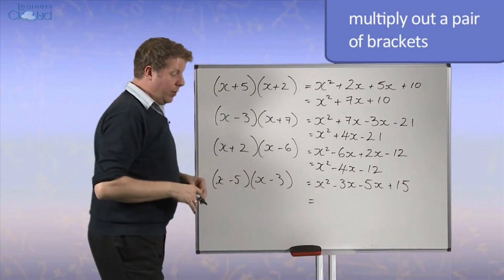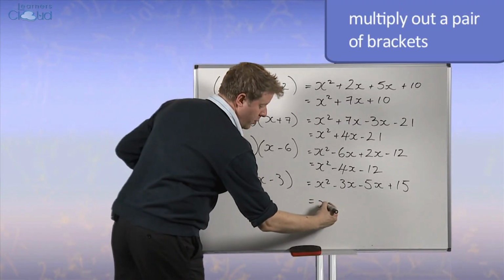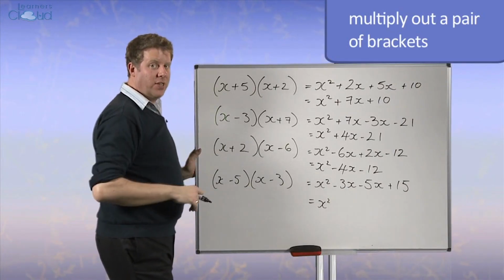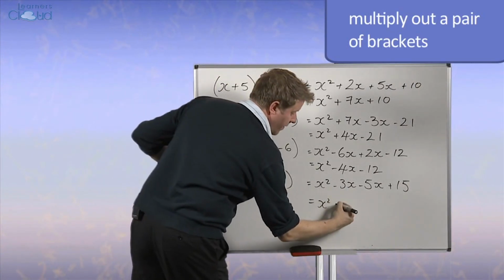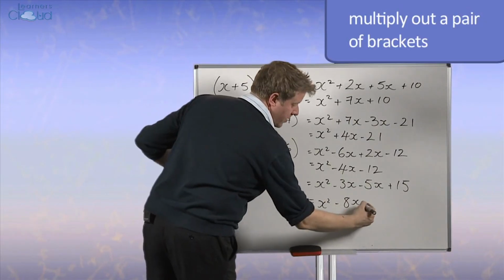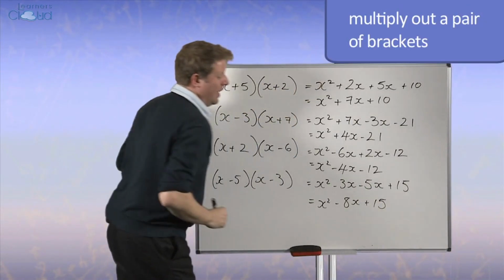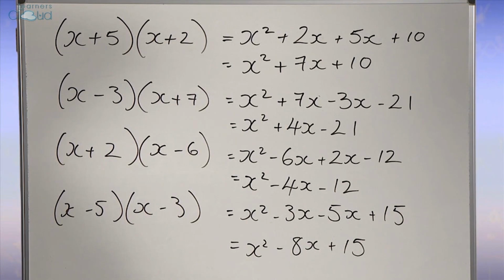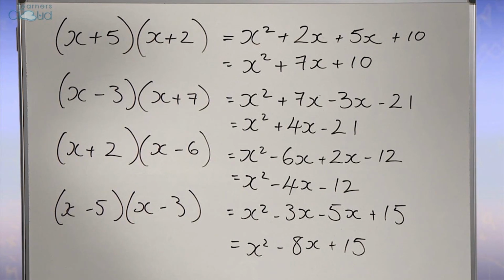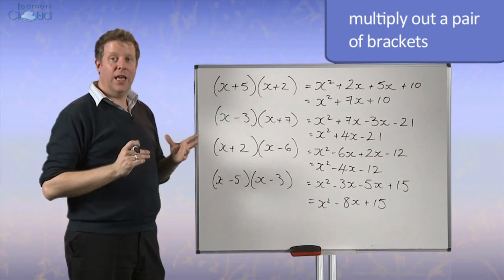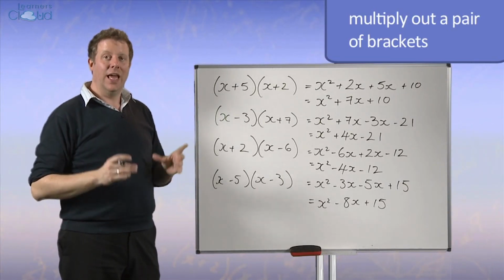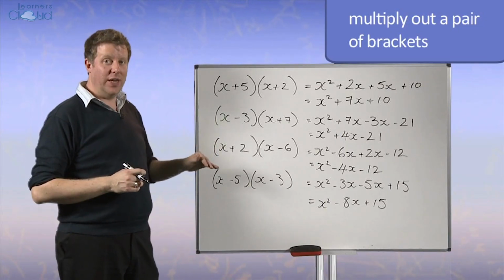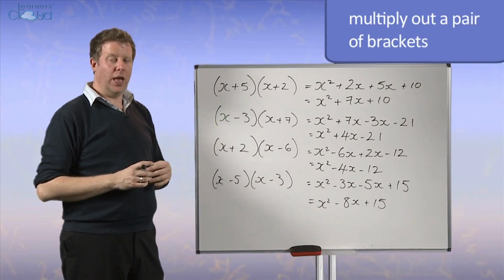Again, being careful when we simplify, the x squared will be there. Remember though, minus 3x minus 5x gives me a final answer of minus 8x. And then I add 15. So that's our four solutions for those four pairs of brackets. If you got all of those right, fantastic. If you didn't get one or two of them right, go back now and check the multiplying out that I did and see where it is you went wrong in your working out.